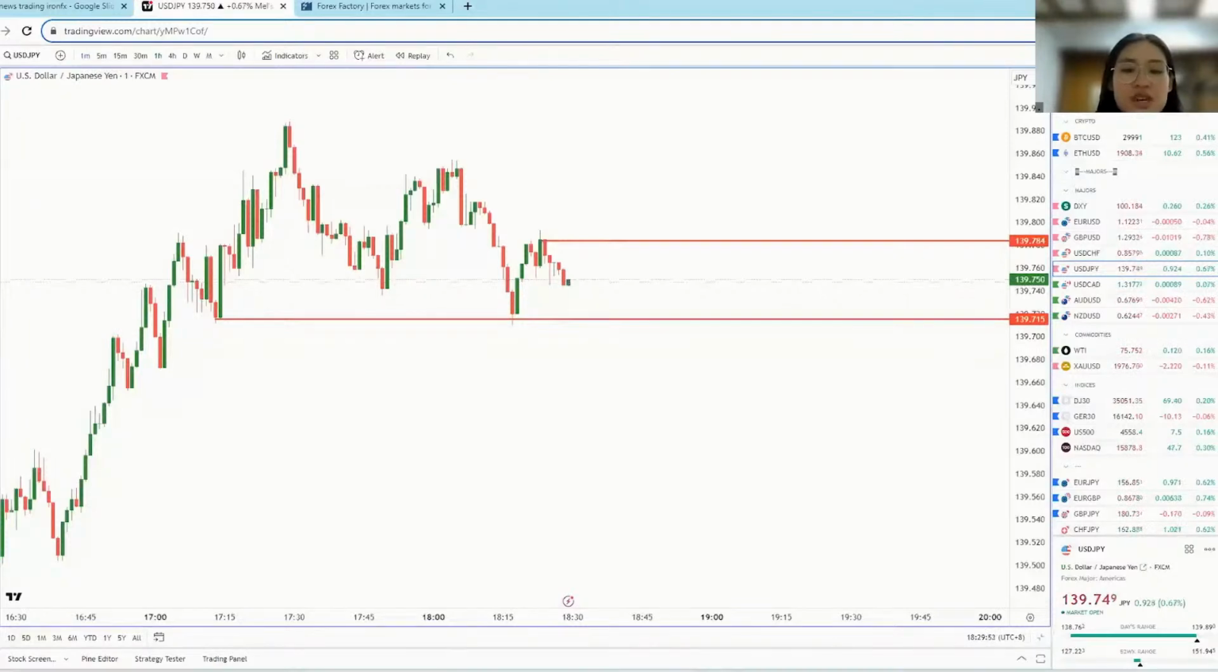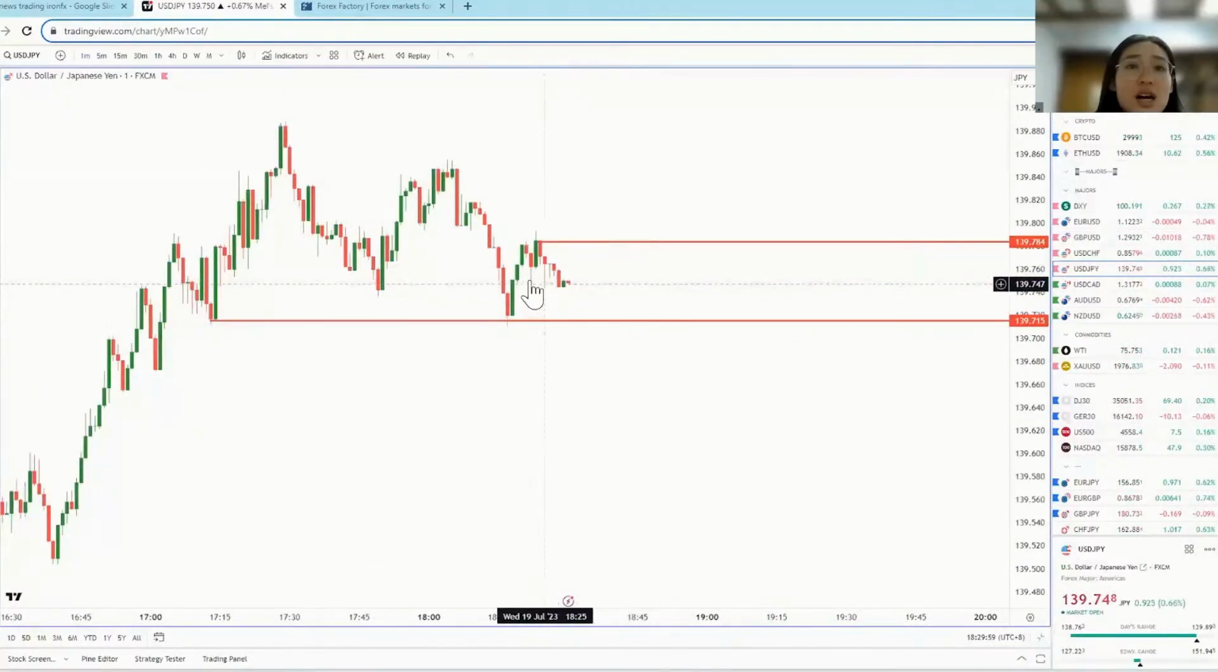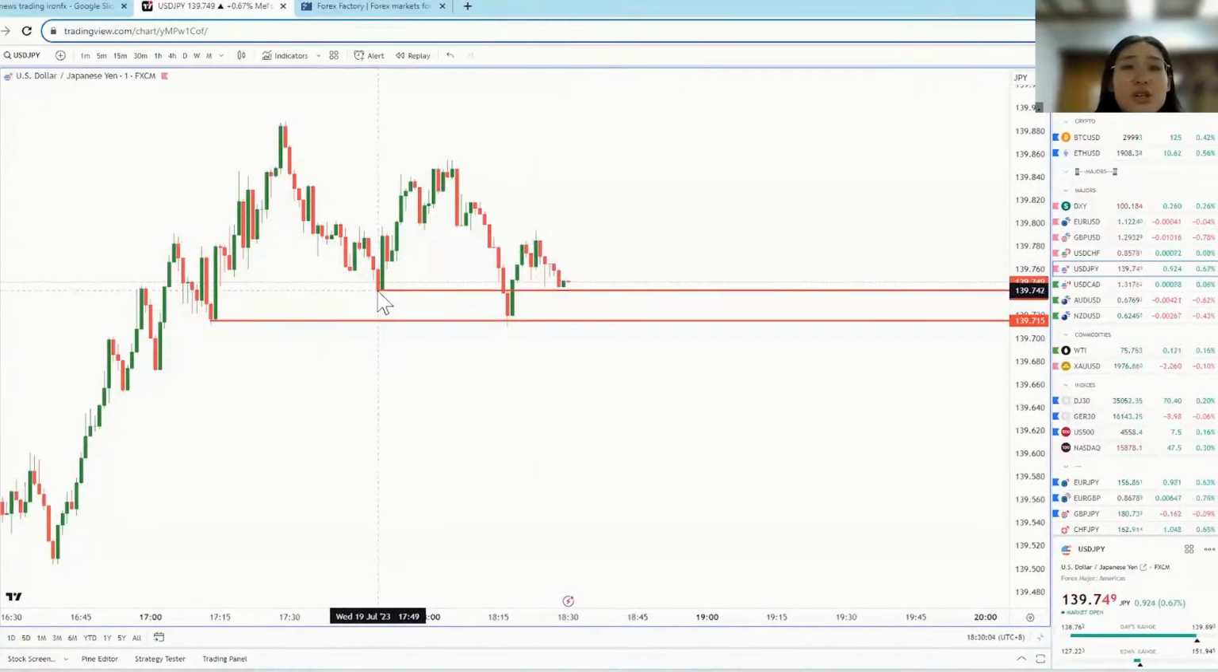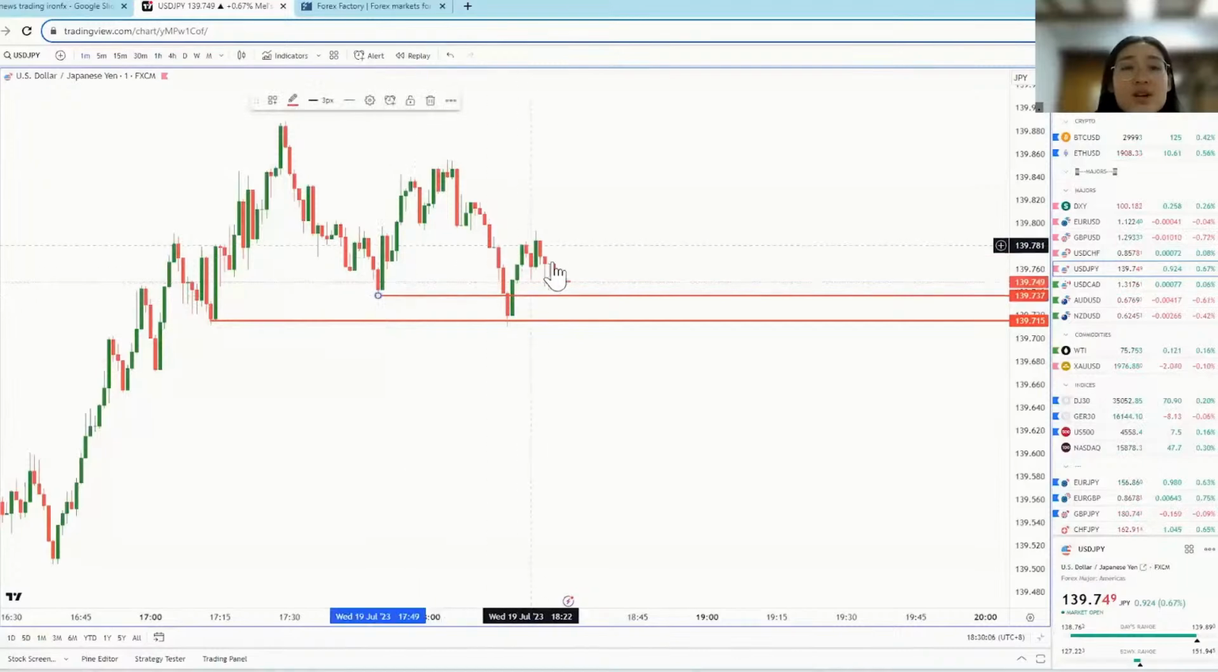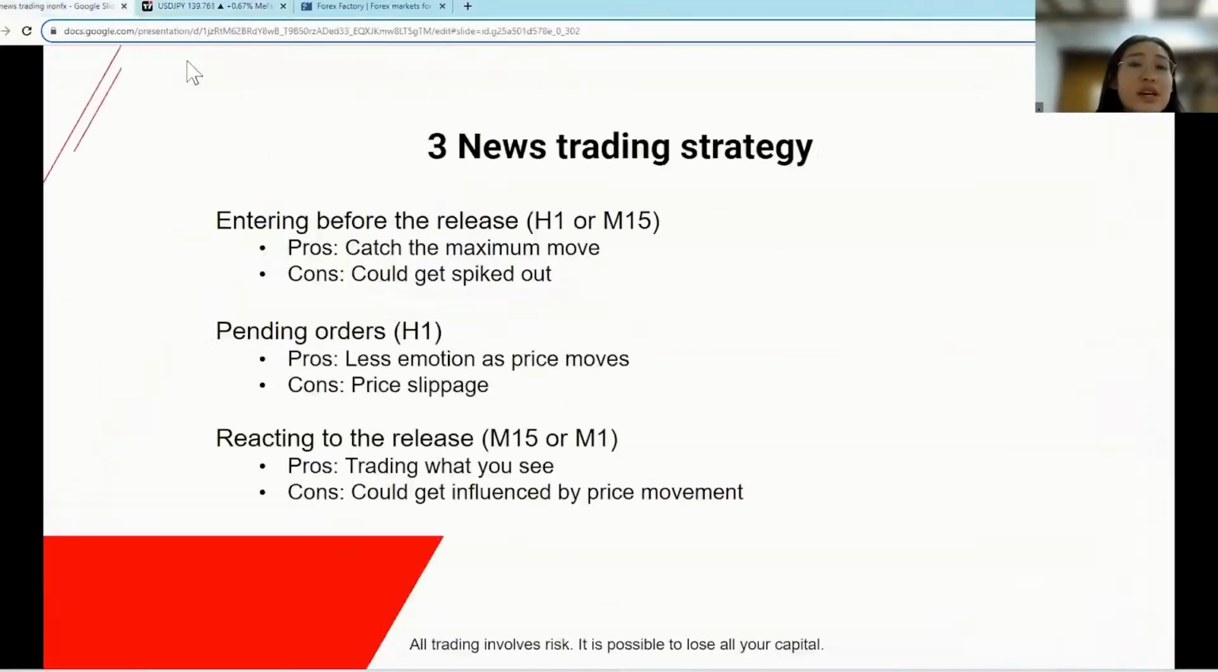But the strategy is exactly the same. So after the news release, if you are expecting it to go up or down, and you see price looks like it's heading downwards, perhaps then you could place your take profit exactly where price is headed to.